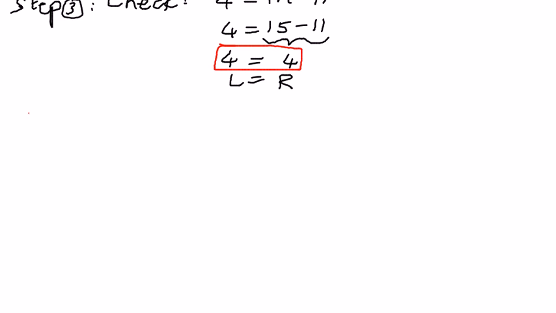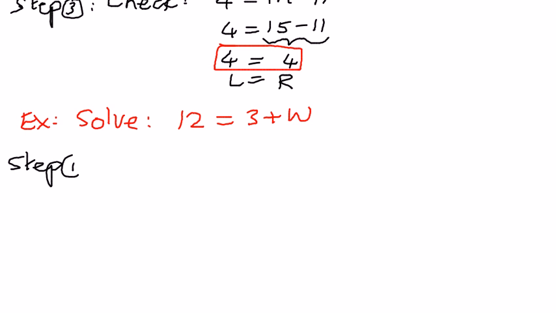Let's say this time we want to solve an equation of this type. 12 is equal to 3 plus w. We want to solve for the variable w. Step number 1. We're looking at the right hand side. The w is associated with 3. We want to get rid of the 3. We want w by itself. So we're going to look for a number which is equal to but opposite in sign of positive 3. So we know the number which is equal to but opposite in sign of positive 3 is negative 3. So we're going to introduce that.